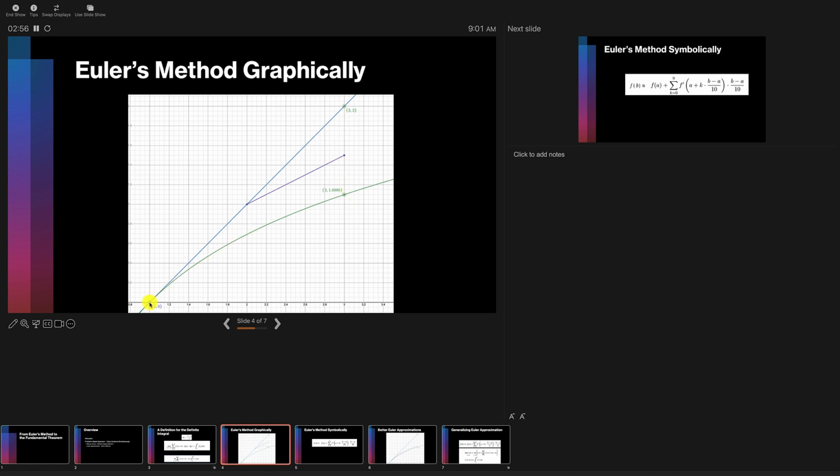So if you can stop your linear approximation at some point during the interval, in this case we did it halfway, and then use a new linear approximation to take you the rest of the way, then this y value would be a better approximation to this y value than the original approximation. Okay, so that's Euler's method in a nutshell.